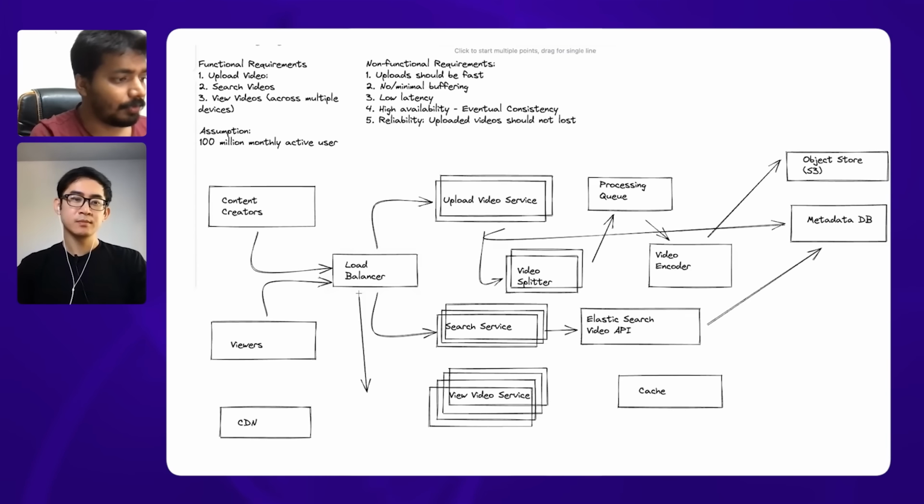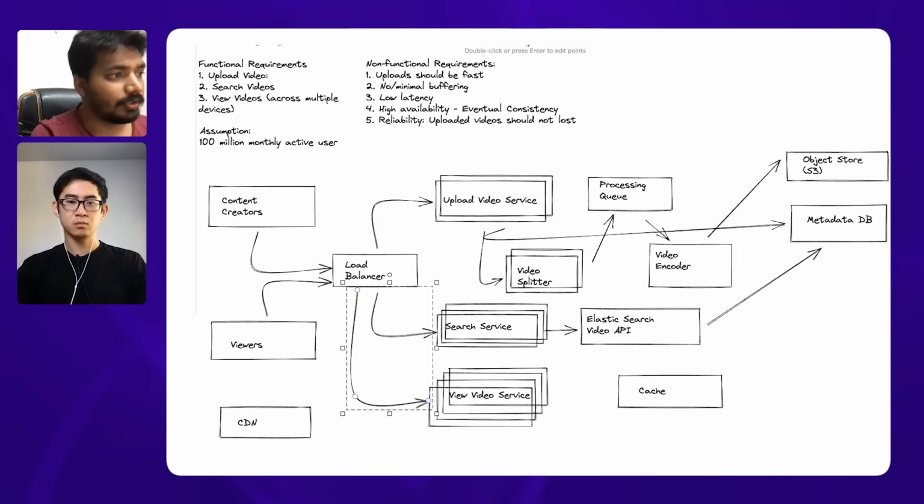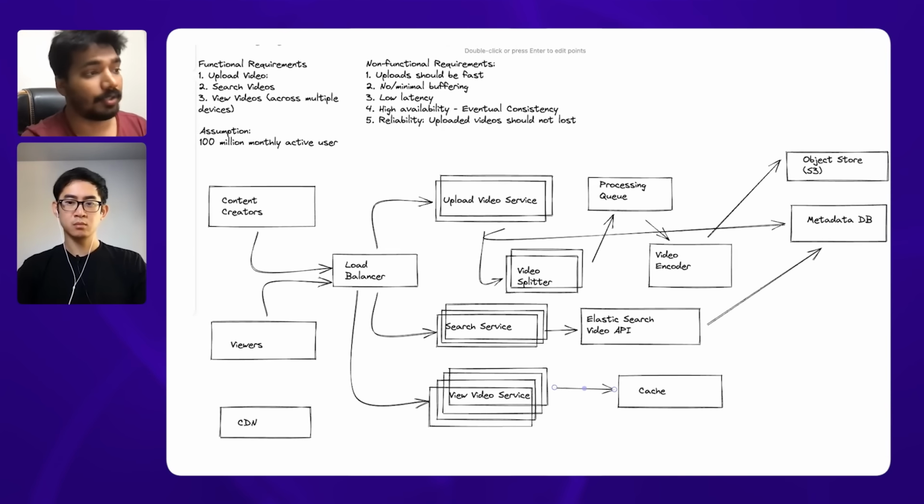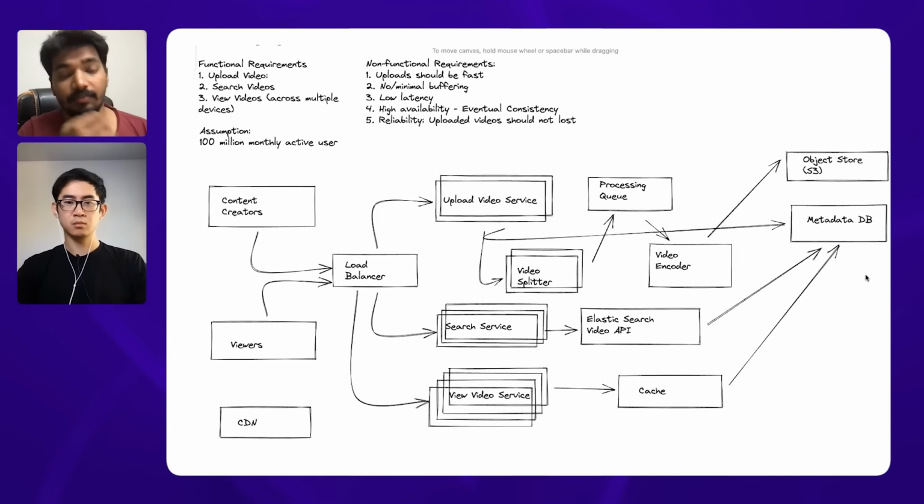The load balancer will send a request to the view video service. The view video service will first of all check if that information is already available in the cache, because we are looking at a multi-hundred million user component. I don't want to overload the database in general. If the metadata is not available in the cache, then we'll fetch it from the database, store it into the cache, and render the video response.